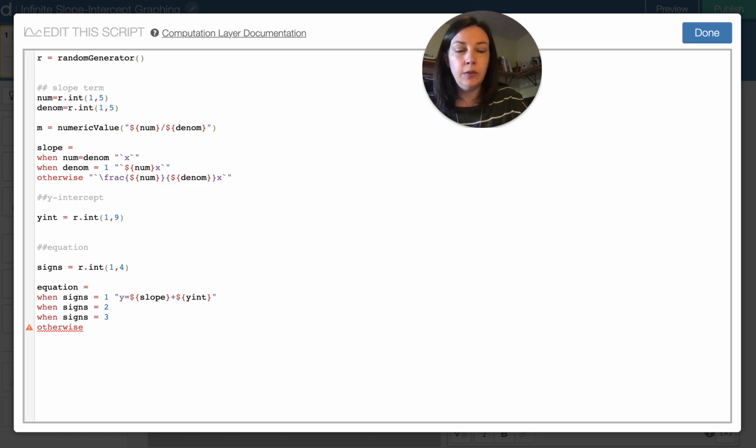2 is very similar, except now it equals weird notation slope minus weird notation y-intercept. Okay.